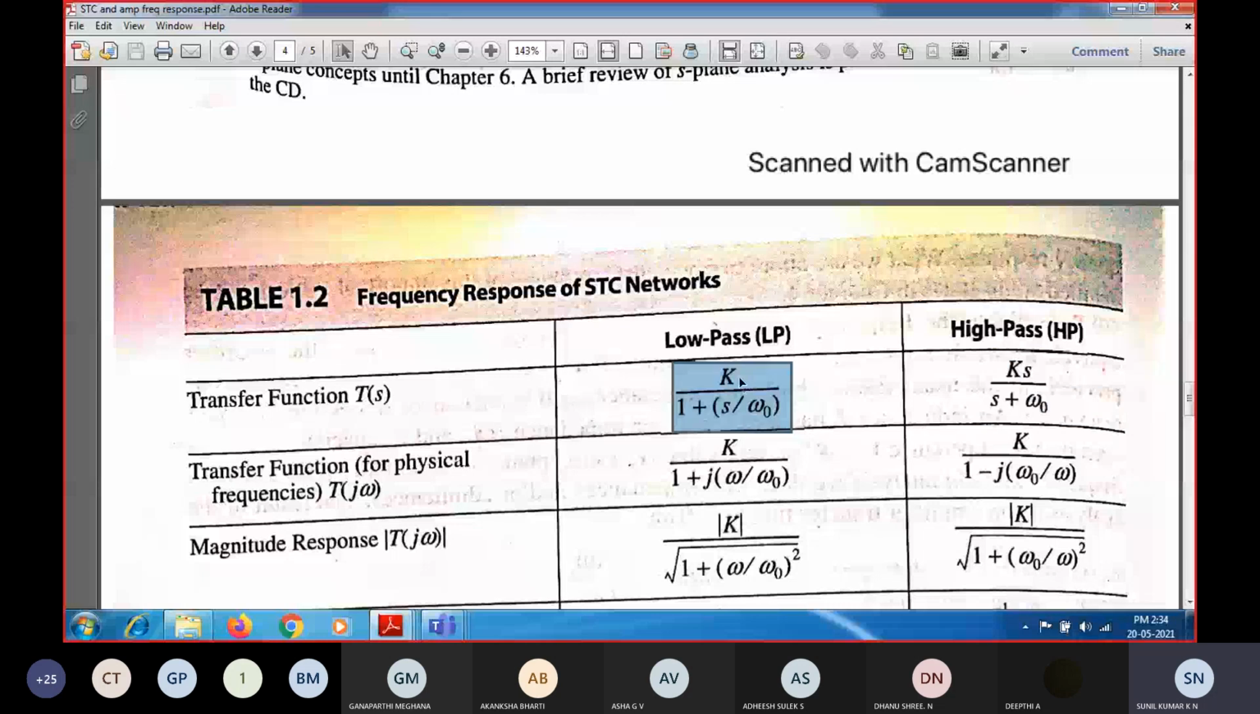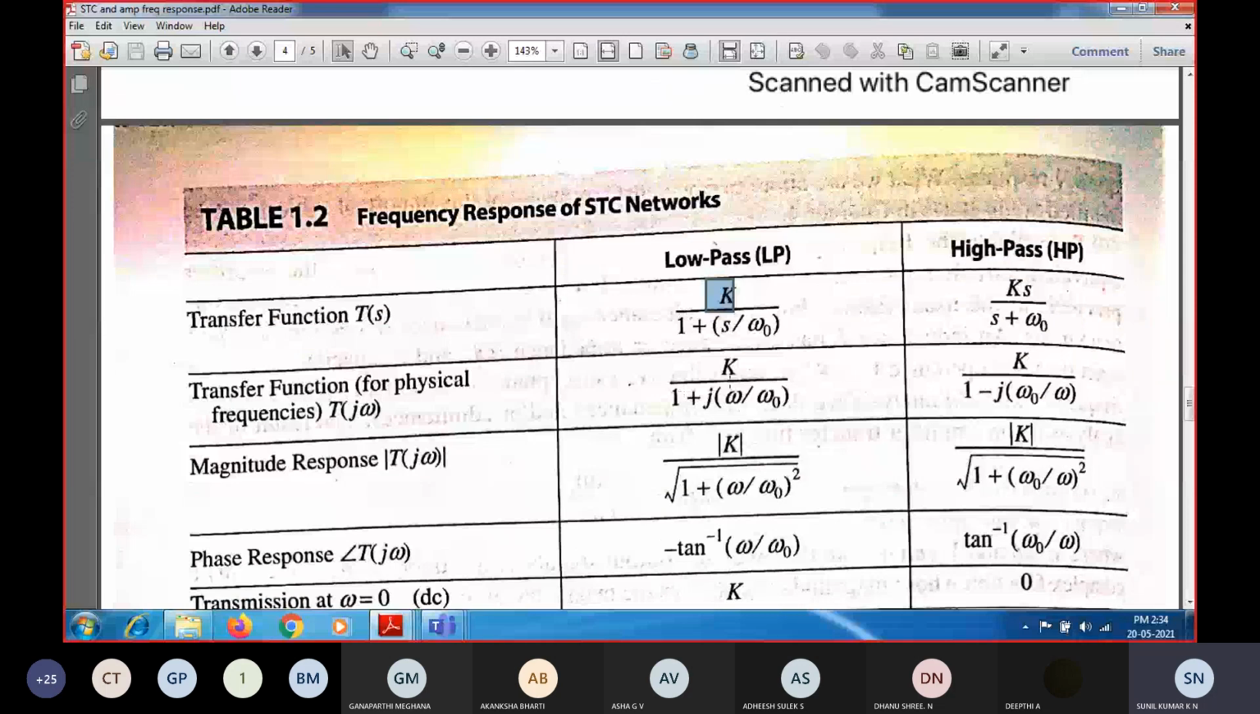So this is K divided by 1 plus s by omega naught. What does K correspond to? K corresponds to the amplifier gain. So that is constant gain divided by 1 plus s by omega naught. This corresponds to the transfer function of a low pass network type.